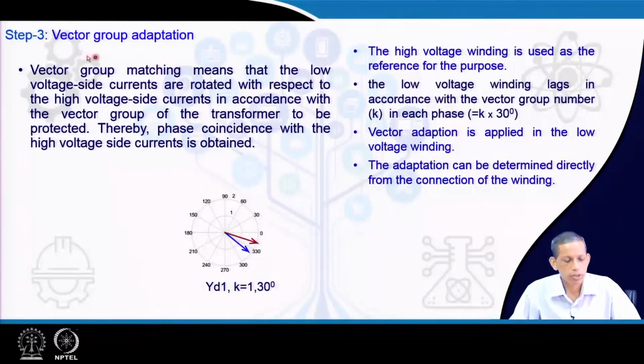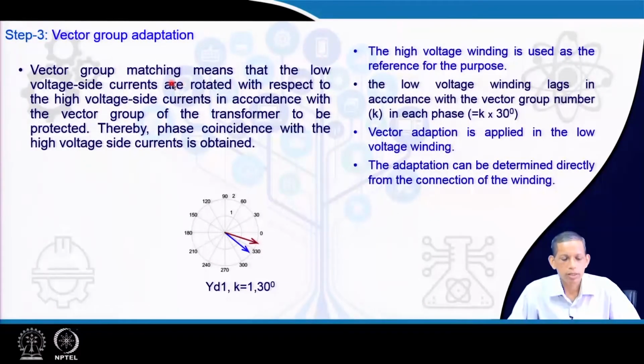Then the next important step, step 3, is vector group adaptation. In the last lecture, as I already mentioned, we talked about the phase shift due to the different vector groups, and we take the high voltage winding as the reference, and with respect to it the corresponding low voltage winding currents, depending upon the vector group.